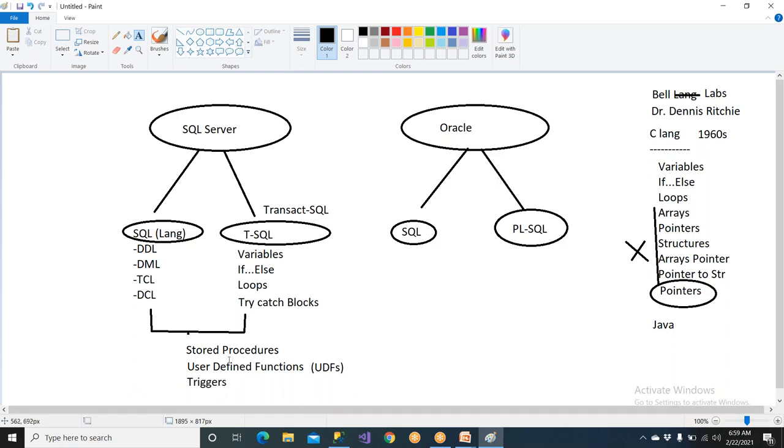So the next topic for us is stored procedures. And why stored procedures? We have already learned in the earlier class that stored procedures, views and user defined functions are all there to centralize your code.